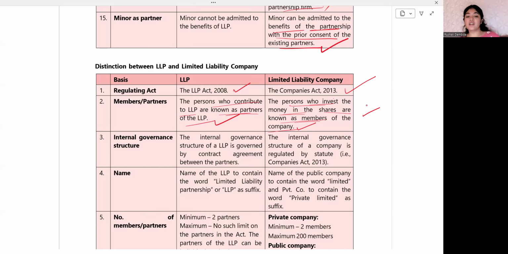Internal governance structure of LLP is governed by contract agreement between the partners. Partners can enter into a contract and then they can decide what will be the governance, how much money is to be invested, etc. They will determine. Internal governance of a company is regulated by statute. Now your statute regulates.